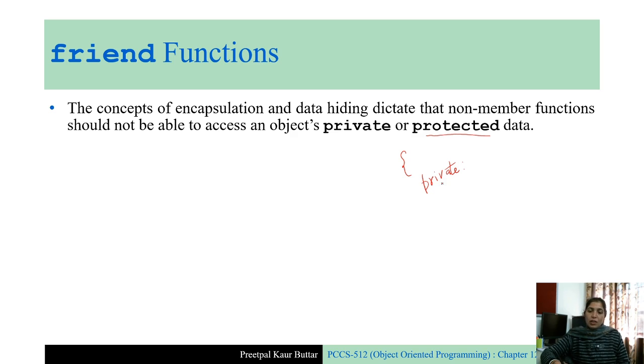Whether you use the private keyword or the protected keyword, all the data written under this section is accessible by the class members only. The members which are there in the class, only they can access this data. Any function which is outside this class cannot access the private or protected data. So this is the law of encapsulation. And encapsulation also provides data hiding. Data hiding means the data is hidden from unrestricted access.